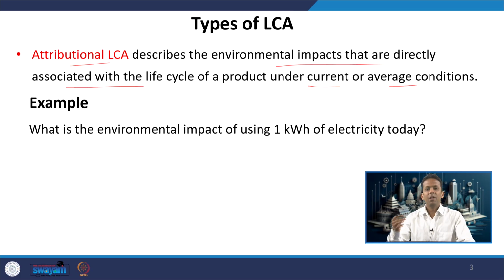If some power plant is producing electricity, and we look at the environmental impact of using 1 kilowatt hour of electricity today, that is 1 unit of electricity, right? What is the environmental impact of using this functional unit today? That can be considered an attributional LCA. Some power plant is producing it and we are just using it, so we need to find the environmental impact.